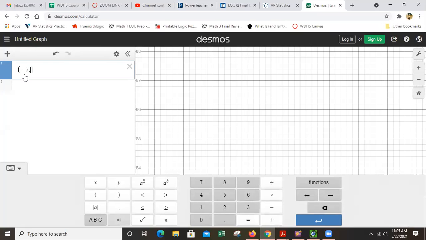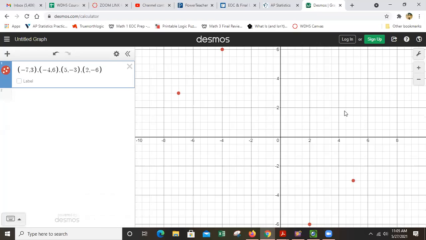The way you do it is you make sure you put all those commas in and then split them with a comma as well. So -4, 6, then -4, comma 6, comma 5, comma -3, comma 2, comma -6. I'm going to go back home so you guys can see them. You see that? See those 4 dots?